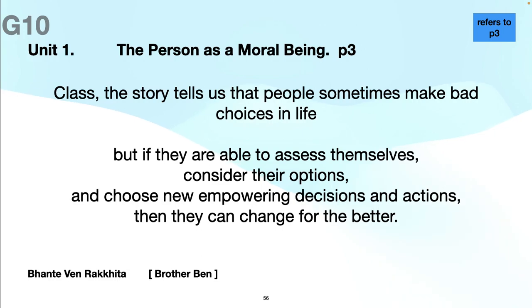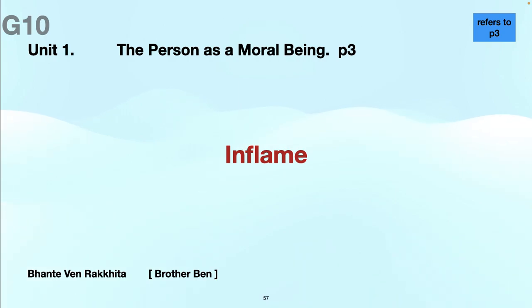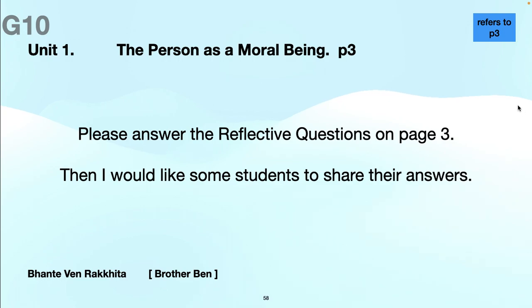Class, the story tells us that people sometimes make bad choices in life. But if they are able to assess themselves, consider their options, and choose new, empowering decisions and actions, then they can change for the better. So on to the reflection. We're on page 3, as you can see at the top there. Please answer the reflective questions on page 3. Then I would like some students to share their answers afterwards.